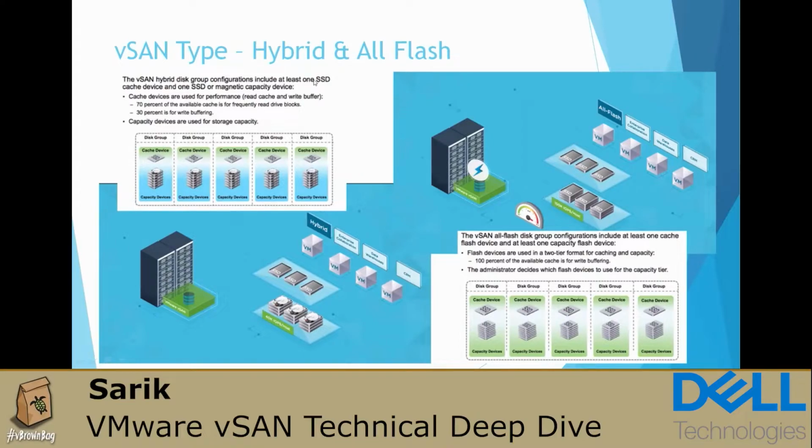In a hybrid, what is going to happen? We need an HDD disk for capacity, and the SSD disk for the cache drive. So it's a hybrid mode. And when we say all flash mode, we need all disks as SSD, where we will have the cache disk and the capacity disk.